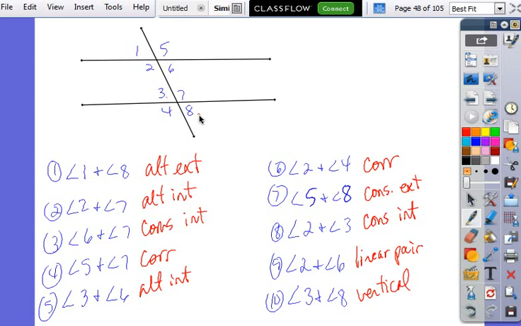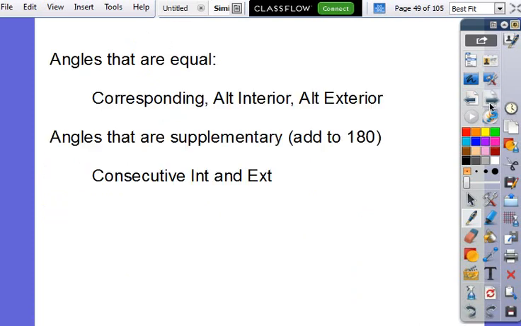All right. On this, angles that are equal to each other are corresponding, alternate interior, and alternate exterior. So if you know one of them, then you know the others that match that. Vertical would be up there too. I should have put that up there too. Go ahead and put that one in there. Vertical needs to be in there. Angles that are supplementary would be the consecutive interior and exterior and the linear pair.